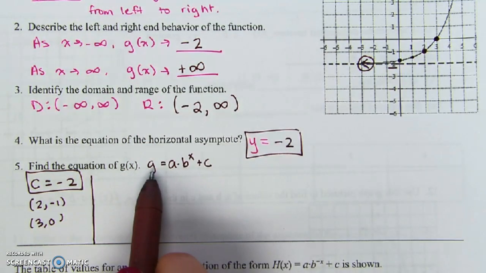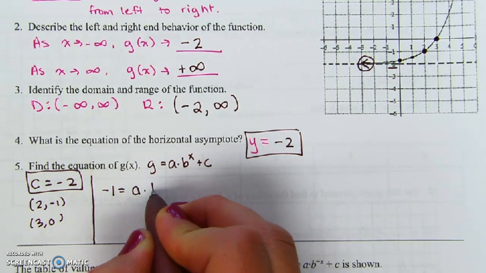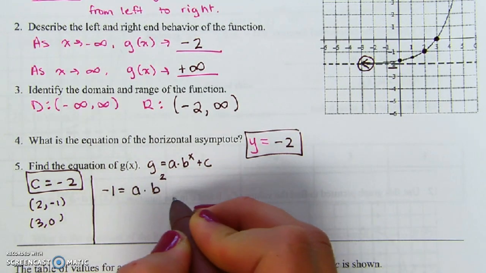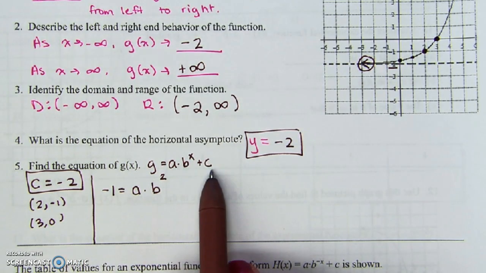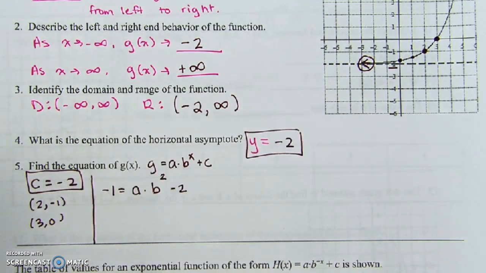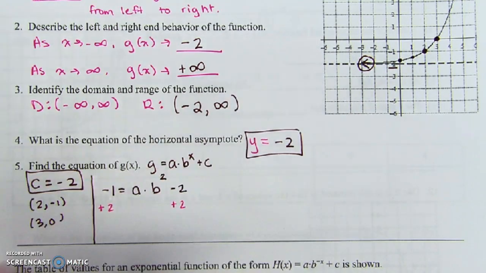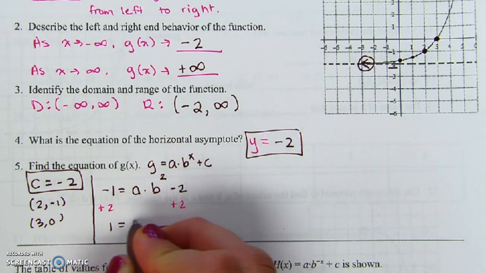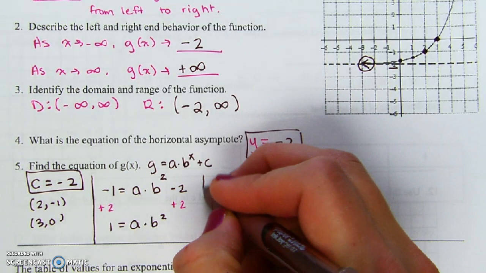My y value, so I'm going to use the first y value, -1 equals a times b to the power of 2. There's my x and there's my y. C is my horizontal asymptote, which is -2. If you're like, I don't know what to do, that's okay. We know we can add the 2 to the other side, so we have 1 equals a times b squared. You don't know what to do with that yet, so I'm going to put that on hold.